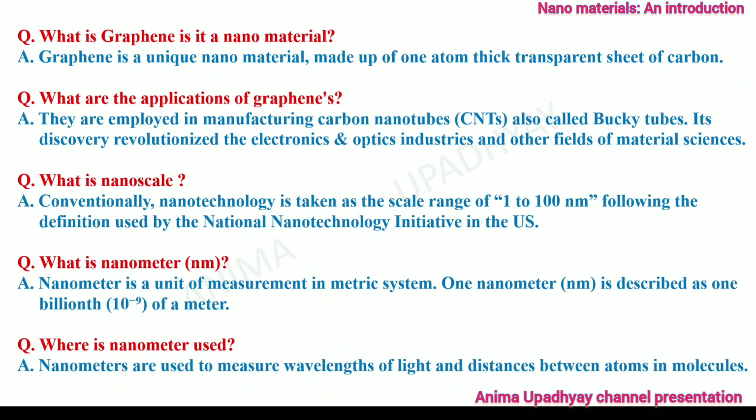What is graphene? Is it a nanomaterial? Yes, graphene is a unique nanomaterial made up of a one atom thick transparent sheet of carbon. What are the applications of graphene? They are employed in manufacturing carbon nanotubes, also called bucky tubes. Its discovery revolutionized the electronics and optical industries and other fields of material sciences.